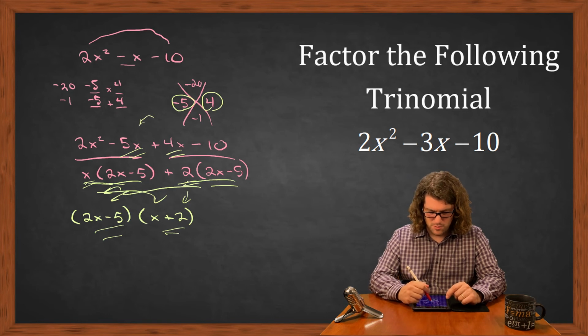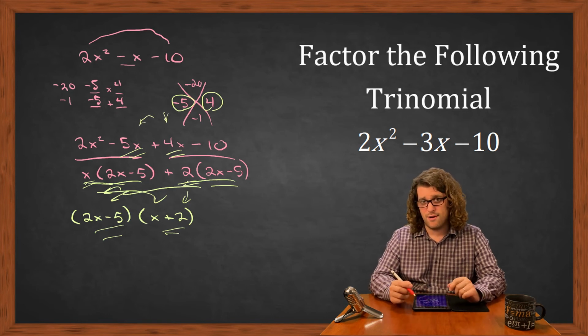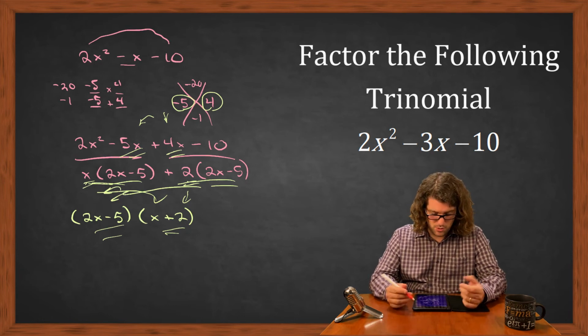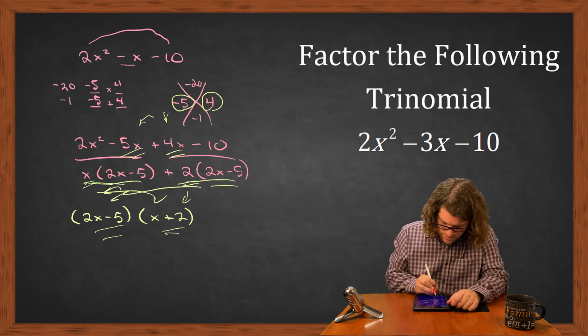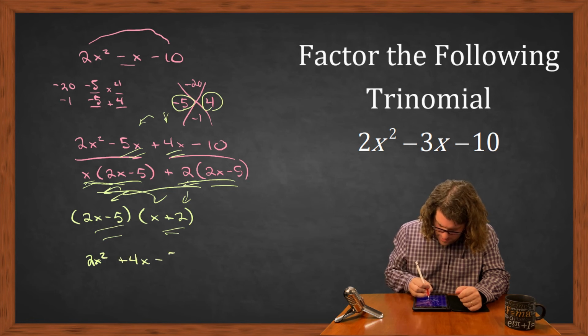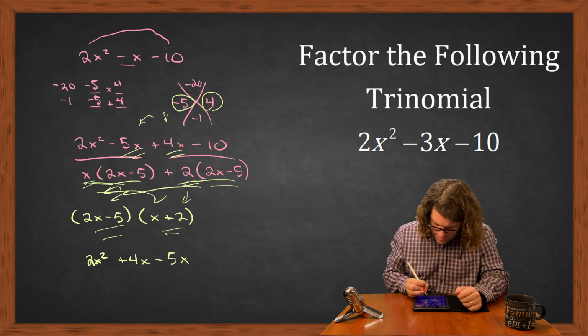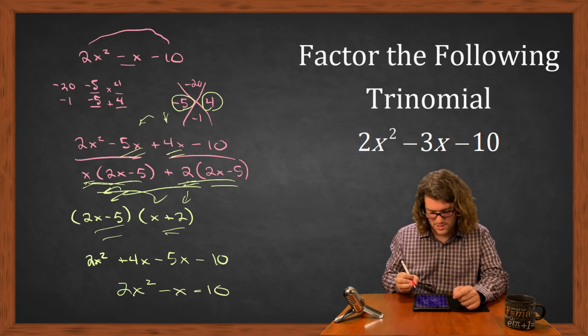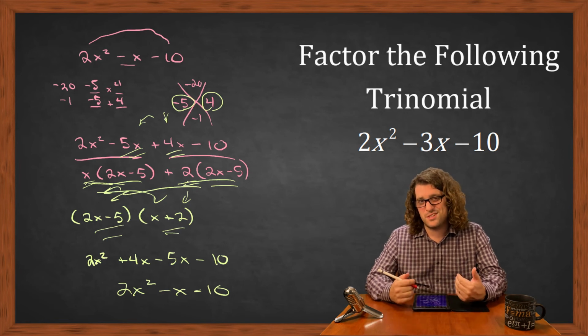But you don't even have to worry about which number goes where out of the two of them when you do the decomposition step in the middle. So if I wanted to double check this, I would use the distributive property and say 2x times x is 2x squared. 2x times 2 is going to give me plus 4x. Minus 5 times x is going to give me negative 5x, and then negative 5 times 2 is going to give me negative 10. All right, so we're going to get 2x squared minus x minus 10, which is good because that's what we started with. So this appears like it worked.